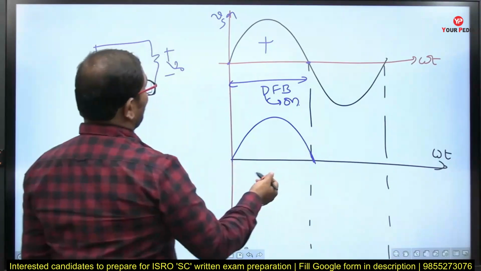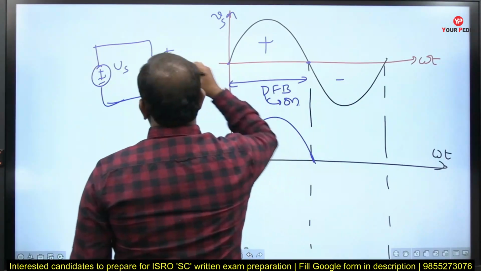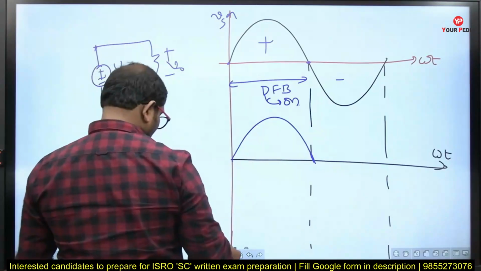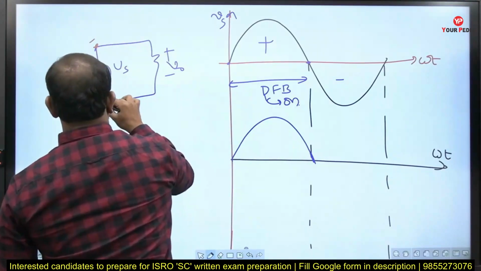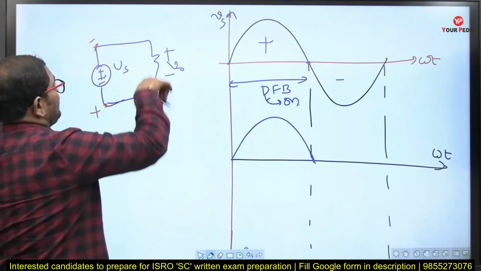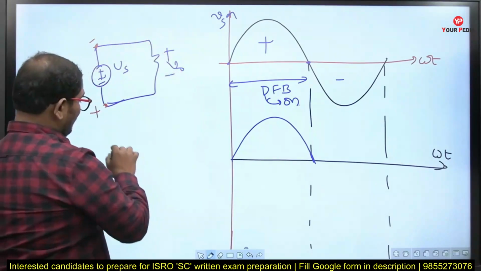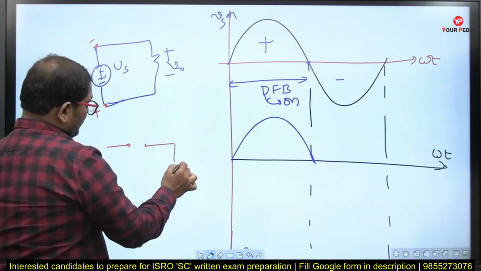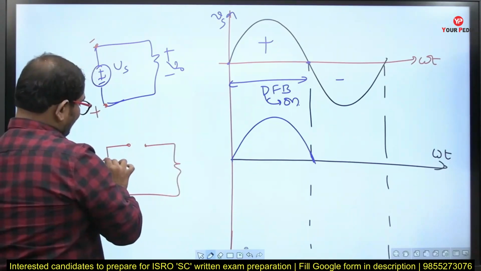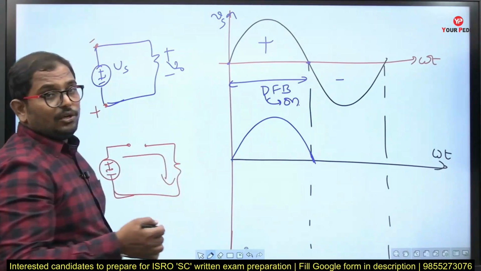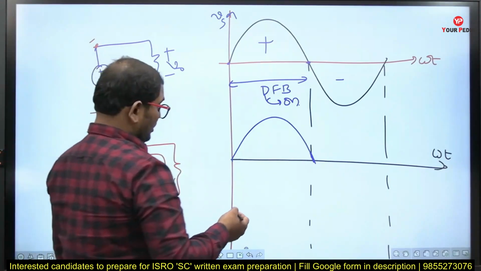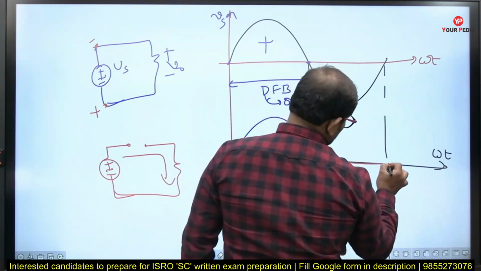And what about the negative half cycle? The supply is negative, meaning this point becomes negative and this point becomes positive. Because of this, your diode will be turned off. Once the diode is turned off, the circuit looks like this. So what happens to the output voltage? As there is no current flowing through the resistor, your output voltage becomes 0. So this is the output voltage.